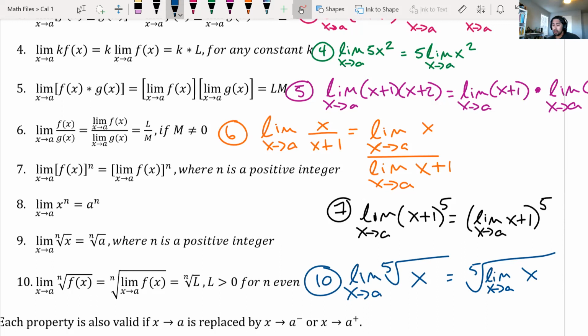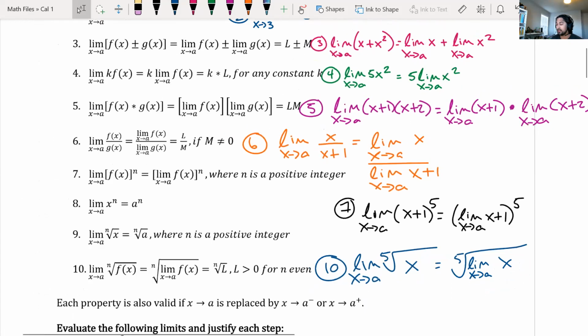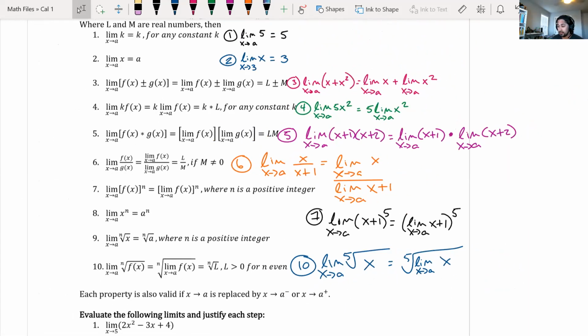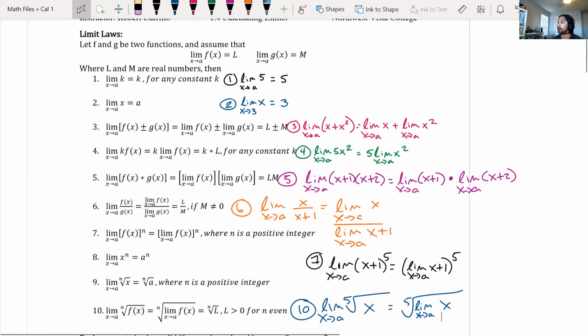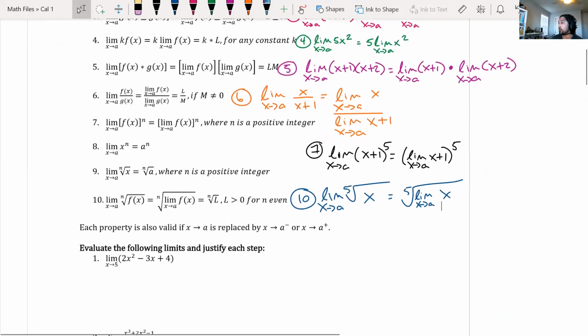Okay, and this works for double-sided limits. This works for limits to the left and also limits to the right. Okay, so those are all the algebraic properties for limits. So let's go ahead and evaluate these limits, justifying each step by the properties above, and then never ever do this again.